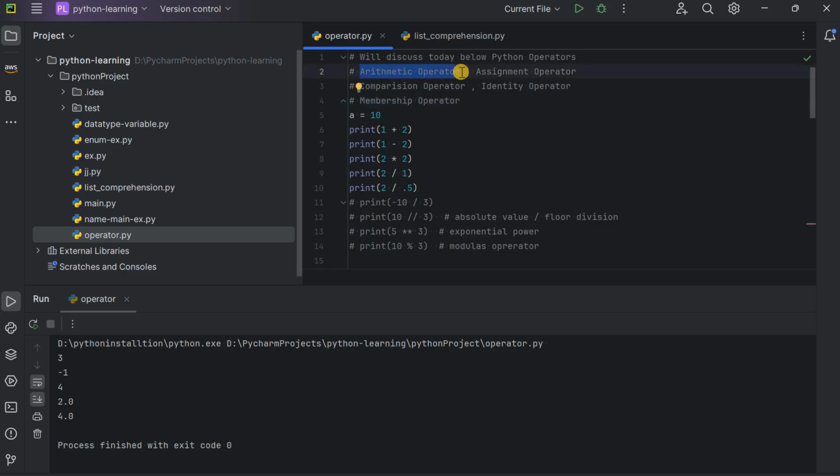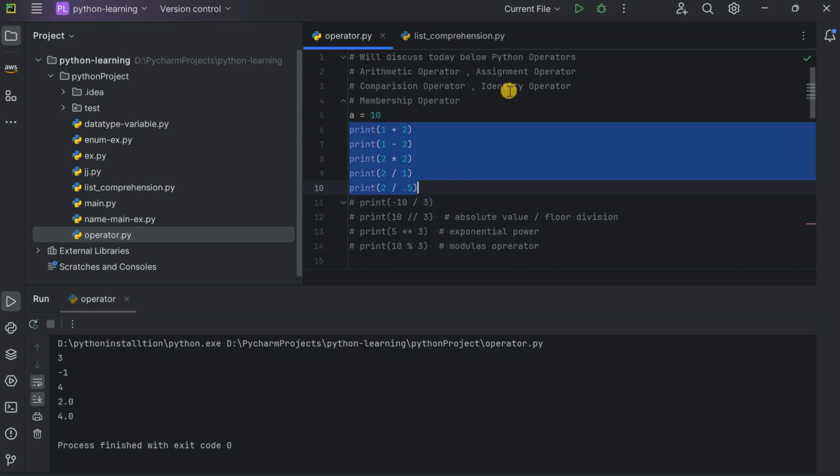We are usually aware of arithmetic operators like addition, subtraction, multiplication, division. Apart from that, we have floor division, exponential (power), and modulus operators. So let's start. We have declared one variable and we are going to discuss. We just need to execute this command.